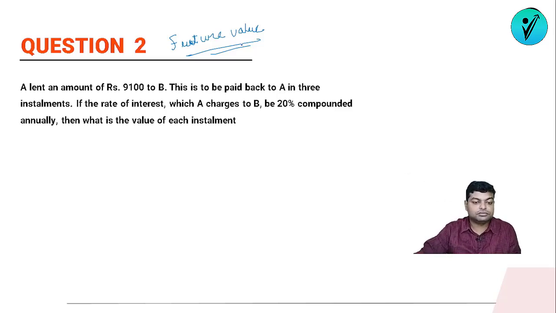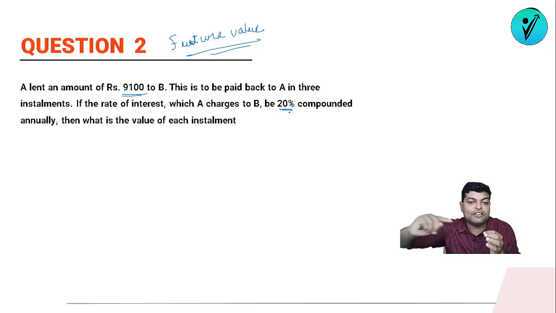Okay, now see, we have taken a loan of 9100 and the rate of interest is 20%. It means that every year your value of money will increase by 20%. If you have taken a loan of 9100 and the rate of interest is 20%, every year your value will increase by 20%.